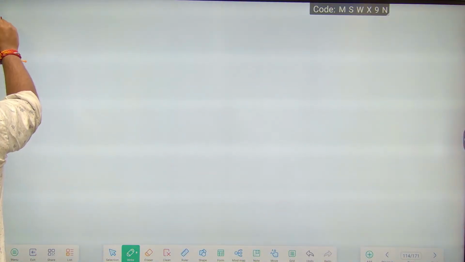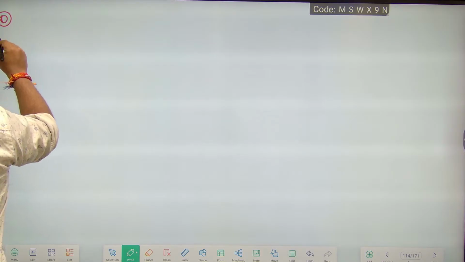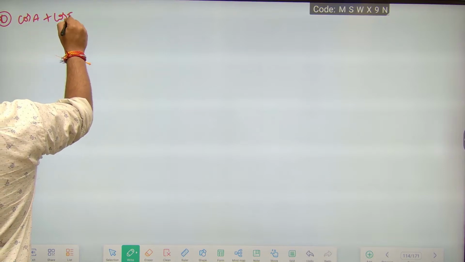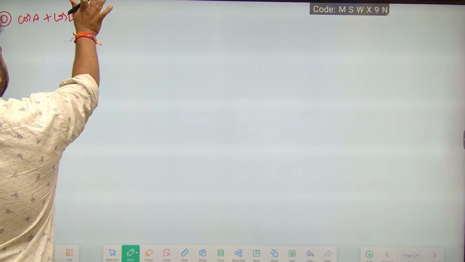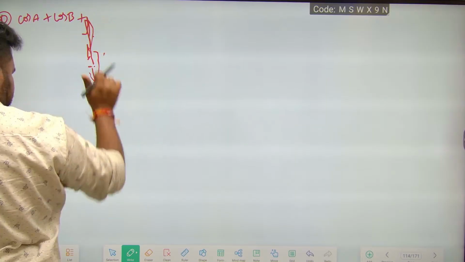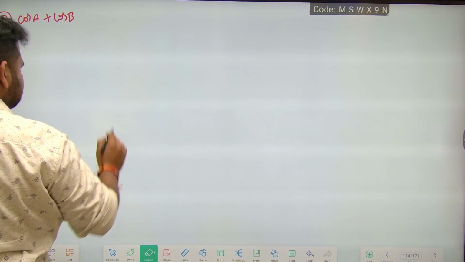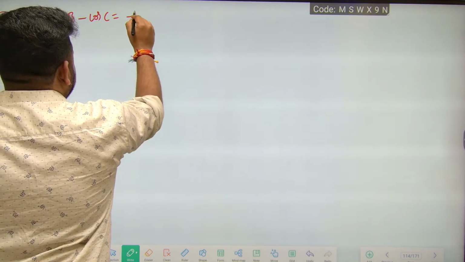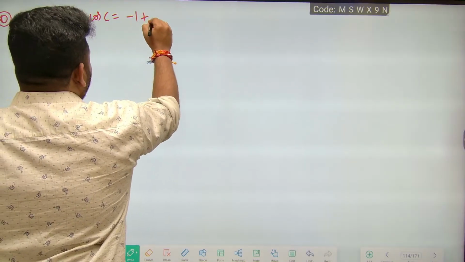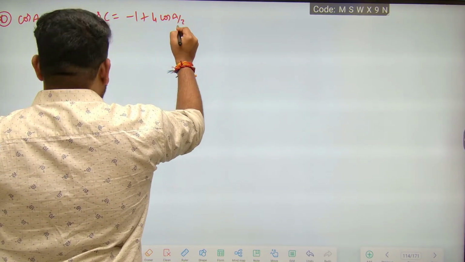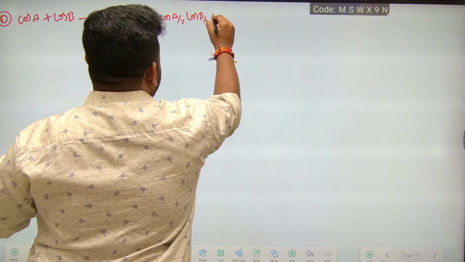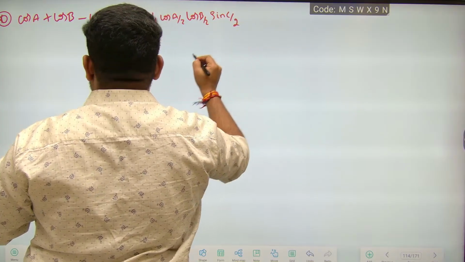So what is the question that is given? A, B, C are angles in a triangle, then prove that cos A plus cos B minus cos C is equal to minus 1 plus 4 cos A by 2 cos B by 2 sin C by 2. Don't forget it is minus 1. Okay.